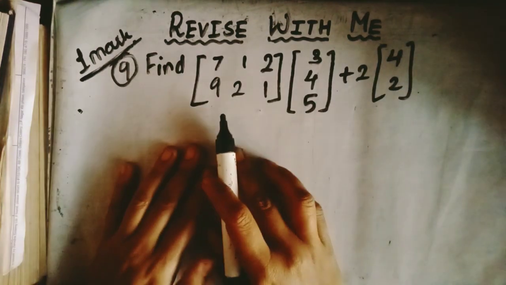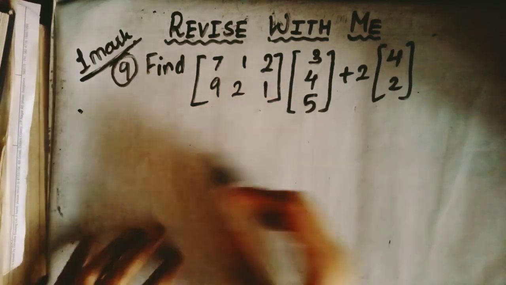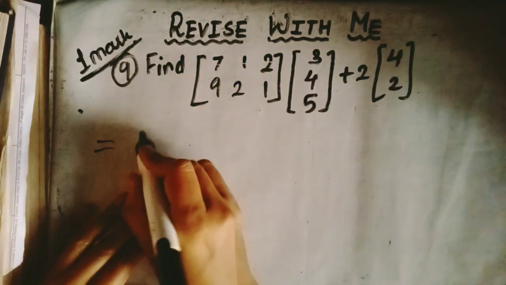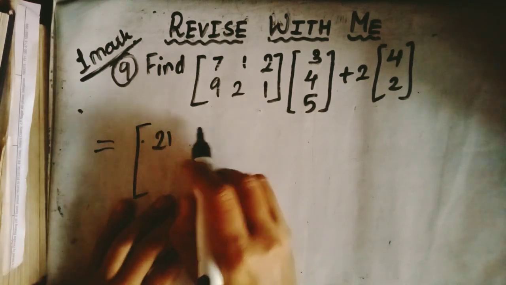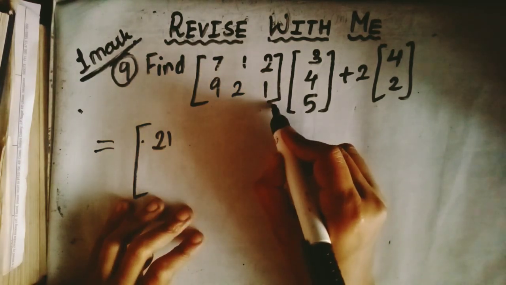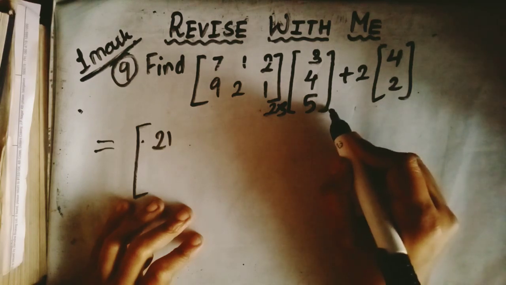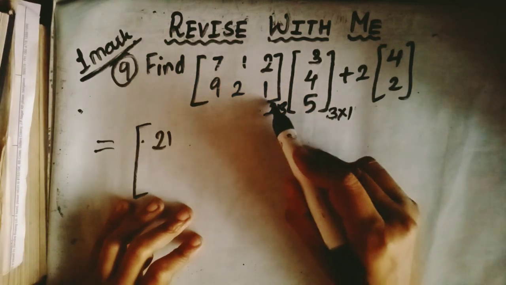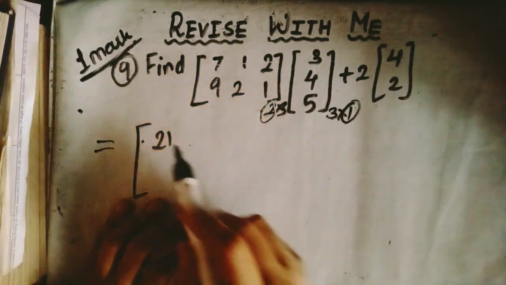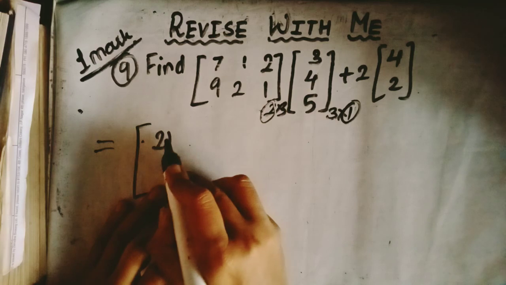Let's solve this. So this matrix you have to multiply with this matrix and then add it with this. Multiplication is row into column. First you should know what order it will be. So this is 2 cross 3 and this is 3 cross 1. So you will get the order 2 cross 1, 2 rows and 1 column.